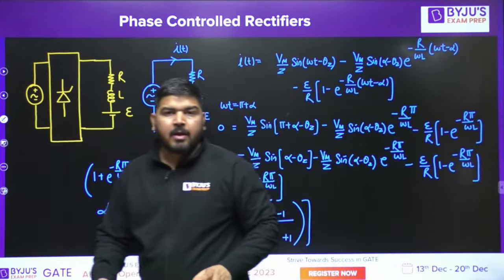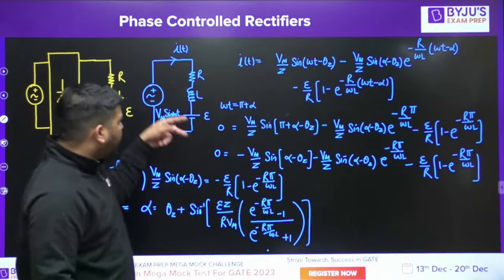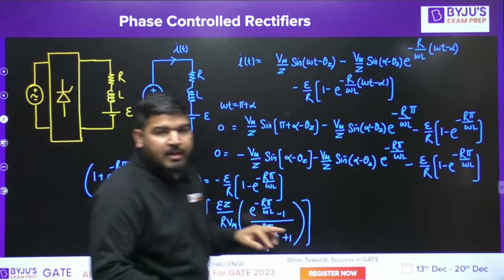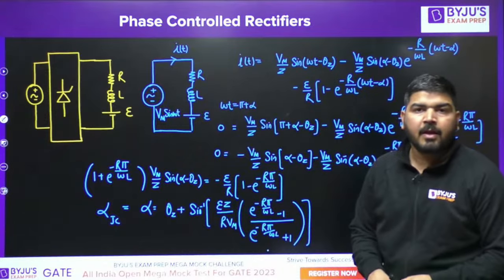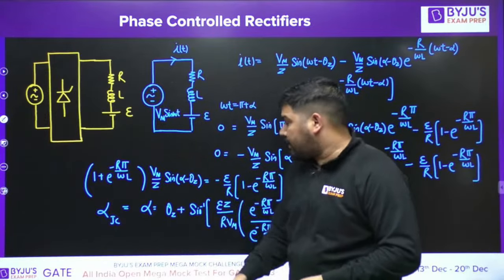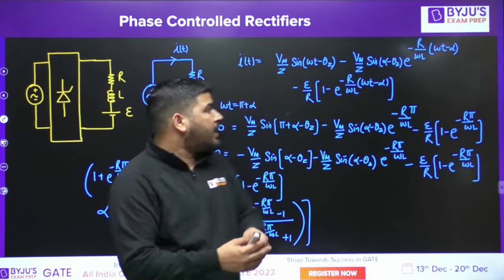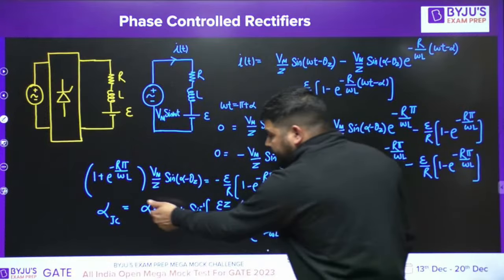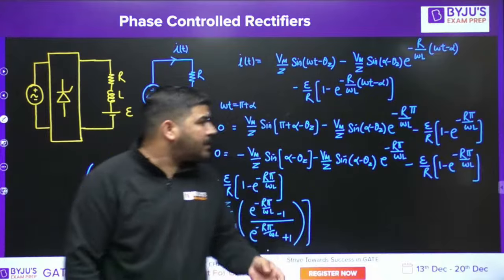So now the range of alpha JC can be increased if the polarity of E is reversed. It might be possible that alpha JC comes out to be greater than 90 degrees if E is reversed. Now let's say I have reversed the polarity of E.